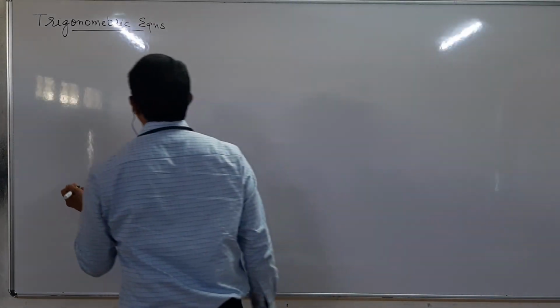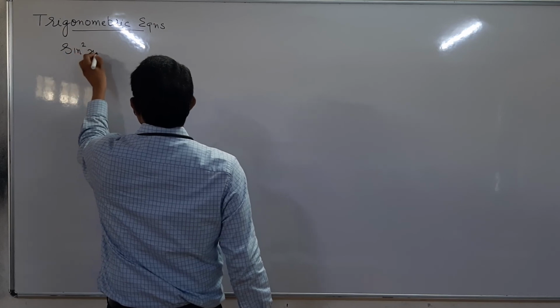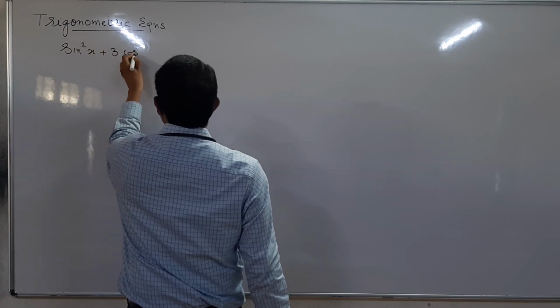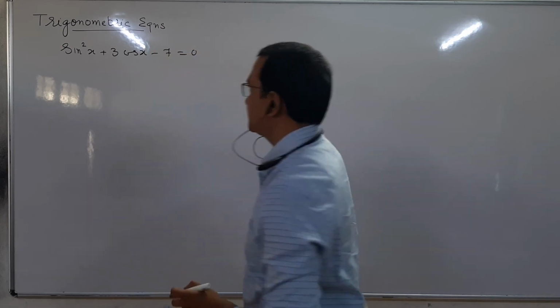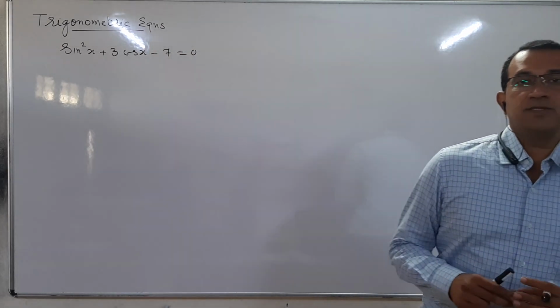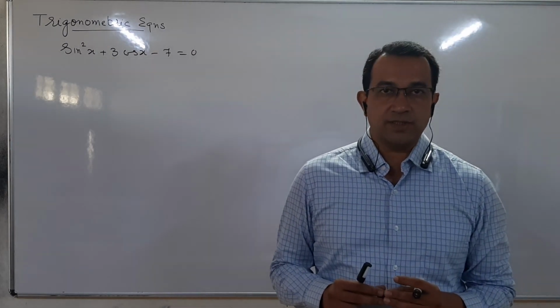Suppose I write an equality in this form: sin square x plus 3 cos x minus 7 is equal to 0. Then this equality is a trigonometric equation.